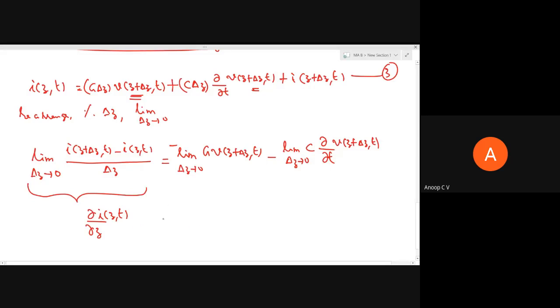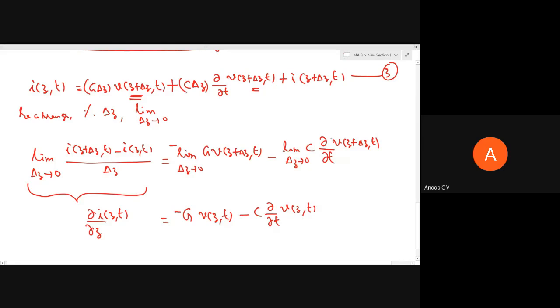This is equal to, what will happen if you apply the limit delta Z tends to 0 in this? The only term having delta Z is Z plus delta Z, in that argument. When delta Z is almost 0, Z and Z plus delta Z, both points will merge and become the same point. Which means I can write it as minus G V of Z comma T, and this one also minus C dou by dou T of V of Z comma T.